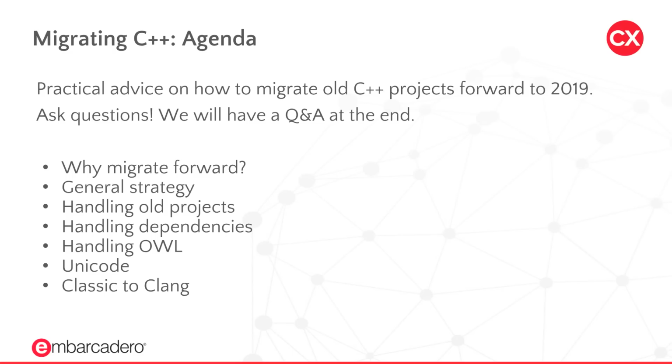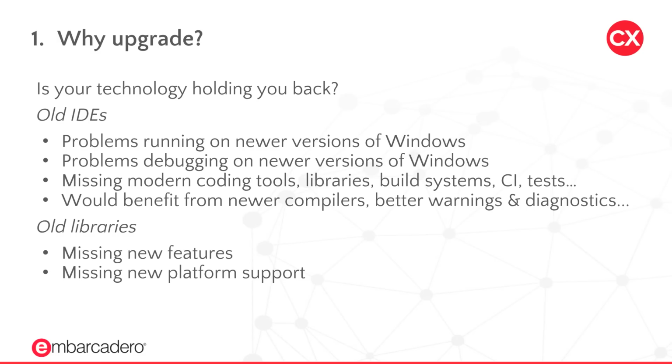So what are we going to look at today? Well, first we'll have a brief look at why you would want to migrate forward, and then we'll have a look at the general migration or upgrade strategy. After that, we'll have a look at a few specifics. So we can look at handling old projects, that's the old project files, and upgrading your projects. Handling dependencies, so the libraries that you use. Handling OWL as one example of a common dependency for very old C++ projects. How to handle the Unicode transition that happened about a decade ago, and then how to upgrade from the classic to the Clang compiler.